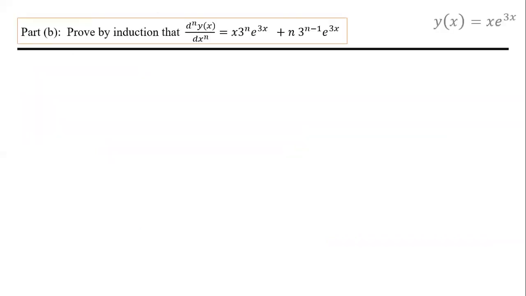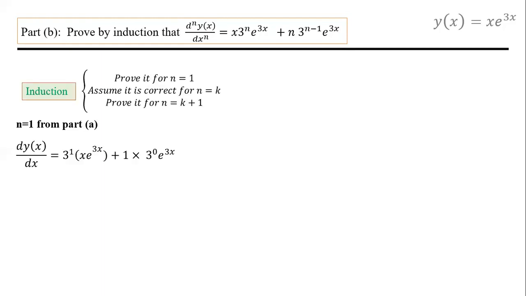In part B, we are asked to prove by induction that the nth derivative of y(x) is equal to this equation. In using induction, we try to obtain the result for n equal 1. Then we assume n equal k is correct and try to obtain the result for n equal k plus 1 by using the result from n equal k. Let's do it for this problem.